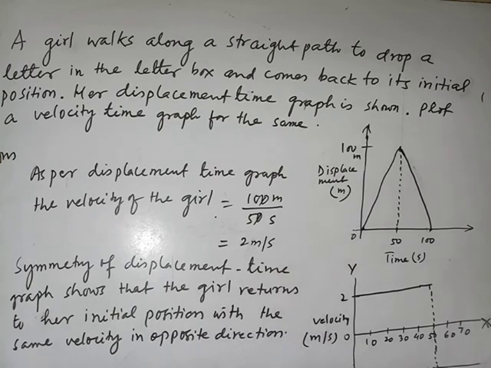Therefore this is the velocity time graph drawn here. This is the velocity time graph. It comes in the opposite direction. Therefore this is the velocity time graph drawn.